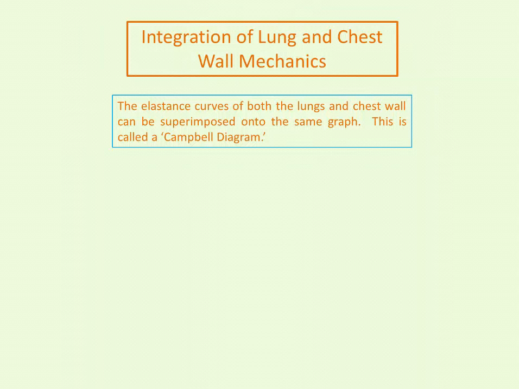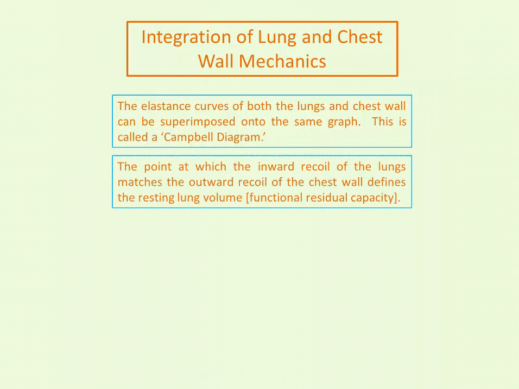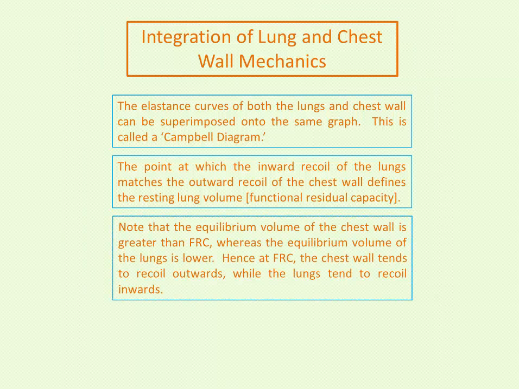So if we now integrate the two curves that we just learned about, the lung and the chest wall elastance curves, we can create the Campbell diagram. And the point at which the inward recoil of the lungs matches the outward recoil of the chest wall defines the resting lung volume, and that's the functional residual capacity. And as we saw, the equilibrium volume of the chest wall is much greater than FRC, but the equilibrium volume of the lungs is lower than FRC.